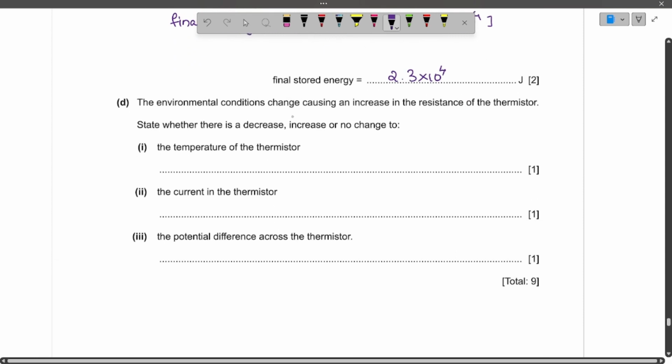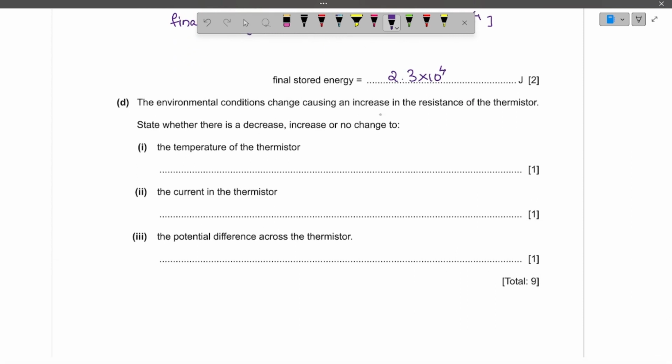The environmental conditions change, causing an increase in the resistance of the thermistor. State whether there is a decrease, increase or no change to these quantities. Okay, so the first one is the temperature of the resistor. As you know, if the temperature is increasing, the resistance of the thermistor will be decreasing. So here there is an increased value of resistance, which means that the temperature must have decreased.